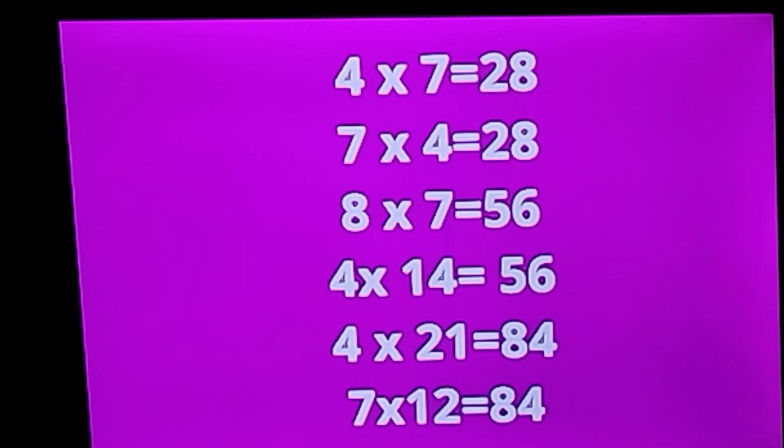So 28, 56, and 84, they all three divide by 4 and 7. And we will be using these three numbers, 28, 56, and 84, as shortcut numbers to make longer division shorter, because we're going to be doing a lot of math dividing by 4s and 7s.